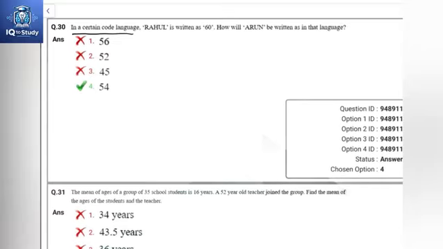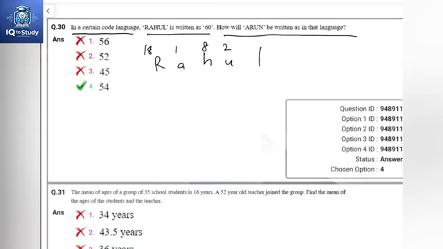In a certain code language, Rahul is written as 60. How will Arun be written in the same language? Let's take the positional values of alphabets. R means 18, A means 1, H means 8, U means 21, and L means 12. Let's add this. 18 plus 1 plus 8 plus 21 plus 12, which is equal to 60.